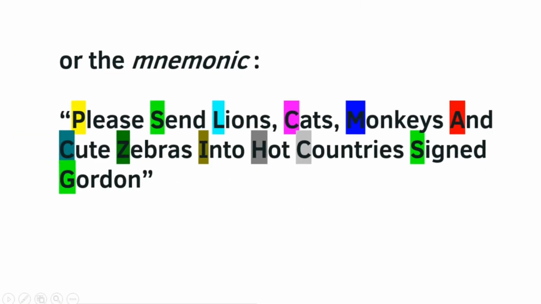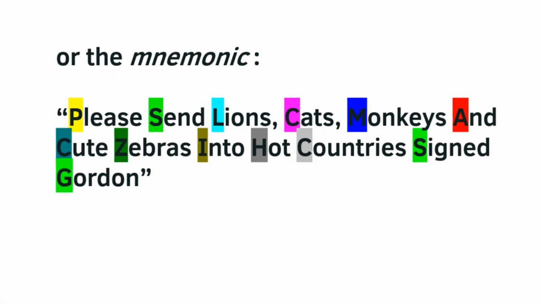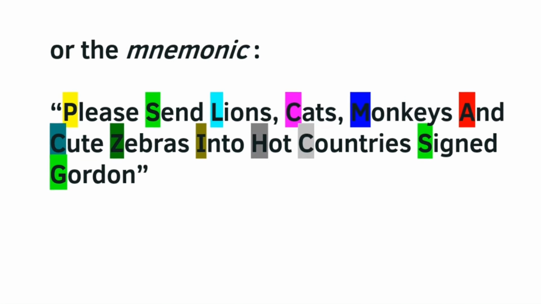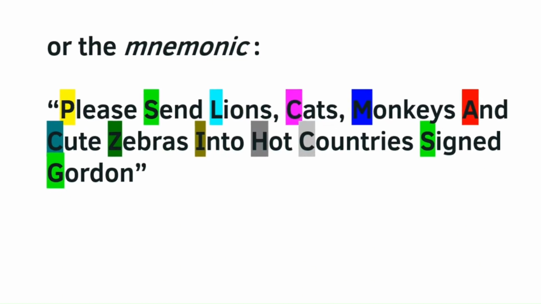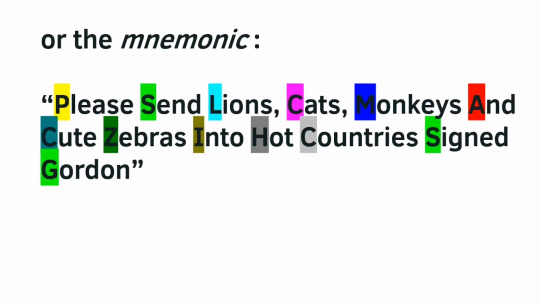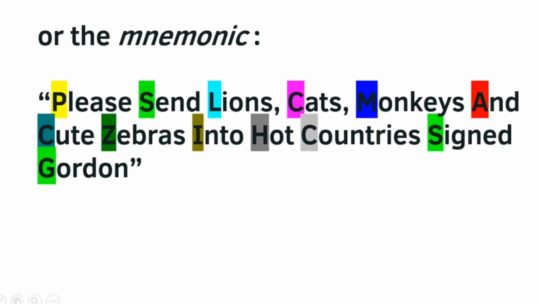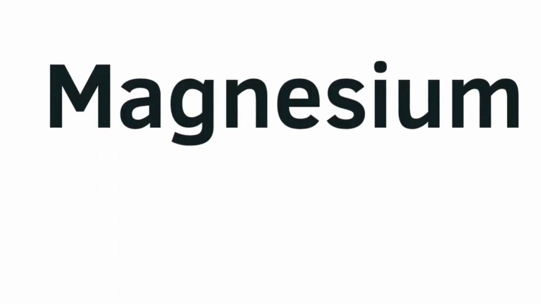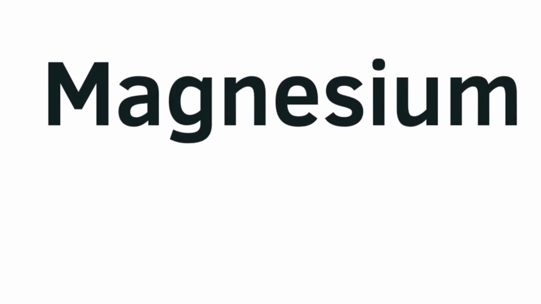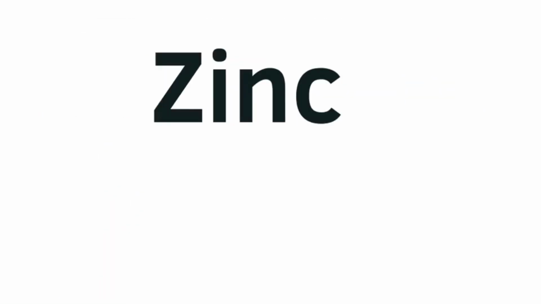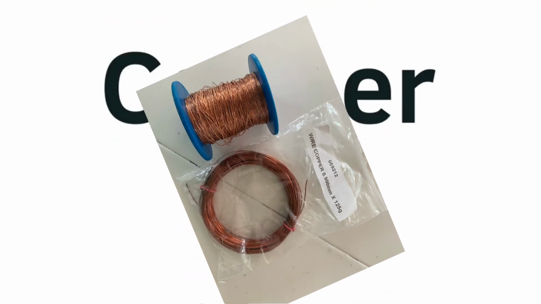Some people use this mnemonic: please send lions, cats, monkeys, and cute zebras into what countries signed codon. This one is more for those who like literature and English a lot, but it can also help you to remember the Posolika-Mazilk order of reactivity. So using this order, we can see that we have magnesium first, because magnesium even reacts with steam to produce magnesium oxide and release hydrogen gas. We have next zinc, and then after zinc we have iron, which is more reactive than copper.